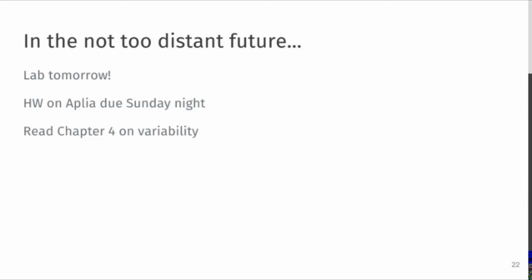So in the not too distant future, remember that we've got lab going on tomorrow, and as usual, there's a homework assignment due on Aplia on Sunday night. This is about measures of central tendency, that sort of thing. And you'll need to read Chapter 4 on the topic of variability in preparation for next week's section.